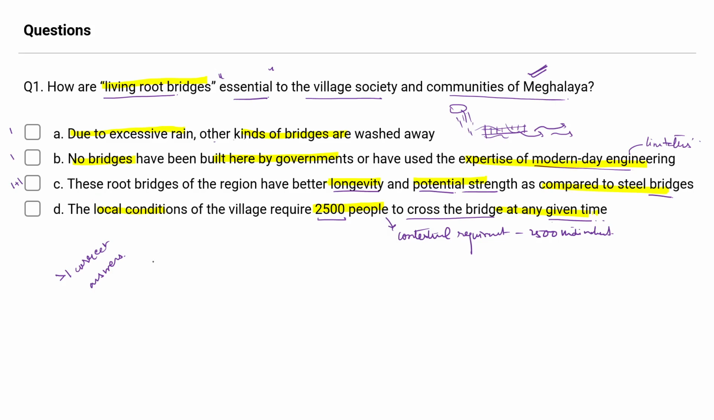So let's look at the options. The local conditions of the village require 2,500 people to cross the bridge. So I think we are clear. Nobody has pointed it out. This again is out of the context, so this could not be the answer. A good catch there by both of you. The root bridges of the region have better longevity and potential strength. I think that was very evident and clear in the video as well. Even this part was mentioned, that no bridges have been built here by the government. So let's see the correct answers.